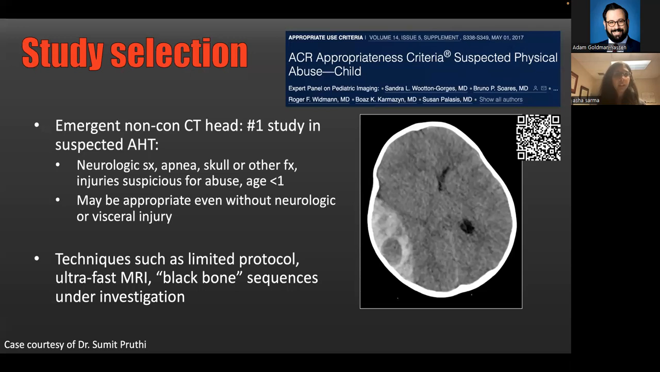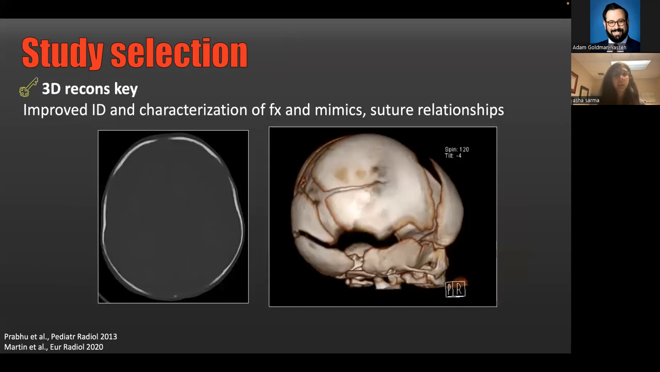There are techniques coming down the line, like limited protocol ultra-fast MRI and black bone sequences, that are under investigation right now. When we do these head CTs, doing 3D reformations of the skull, as you can see here on the right-hand side of my screen, is key for improved identification and characterization of fractures and mimics, and showing the relationships of fractures with sutures, which we'll see shortly is quite important.